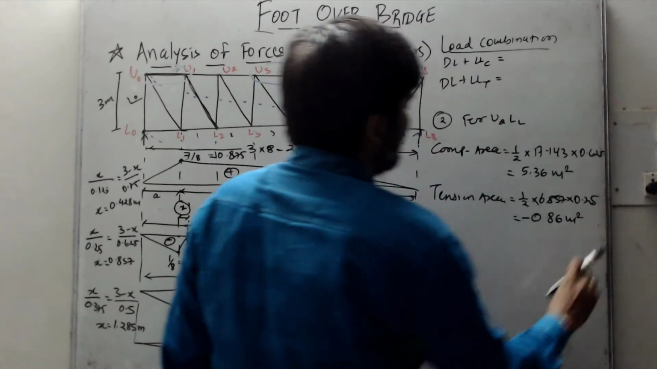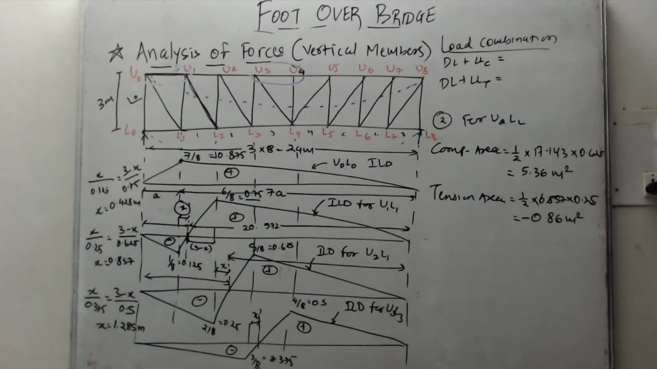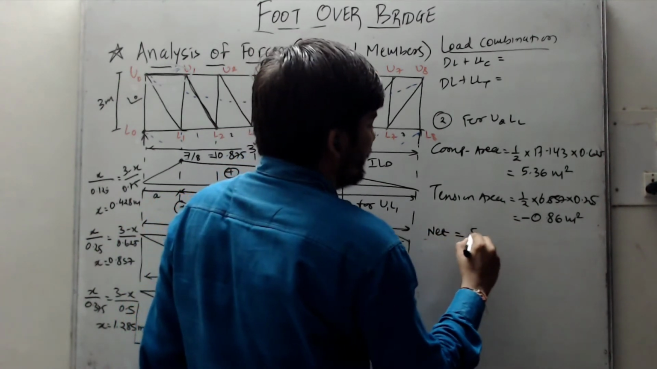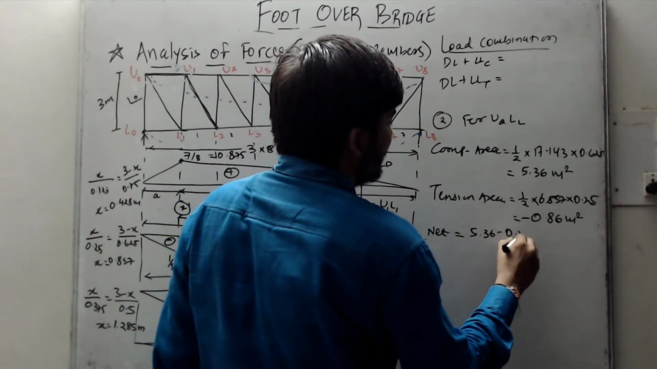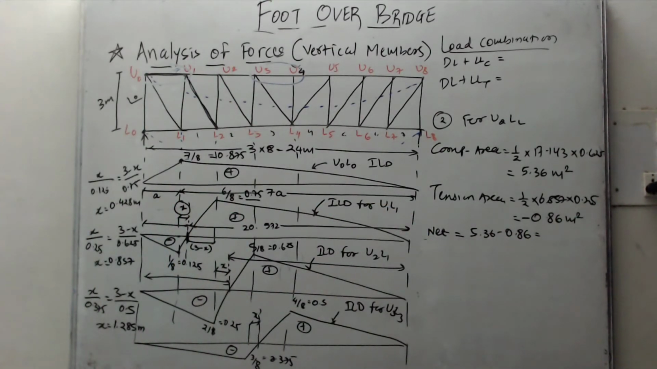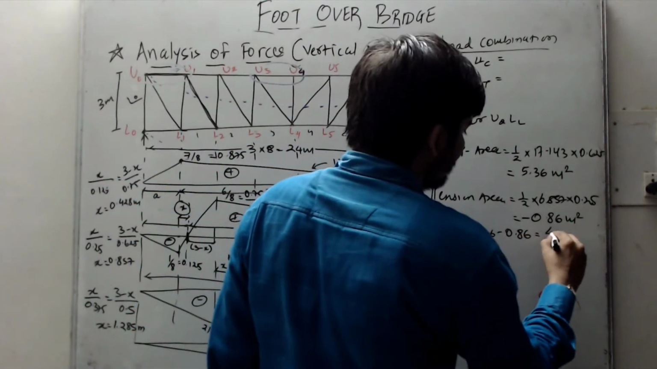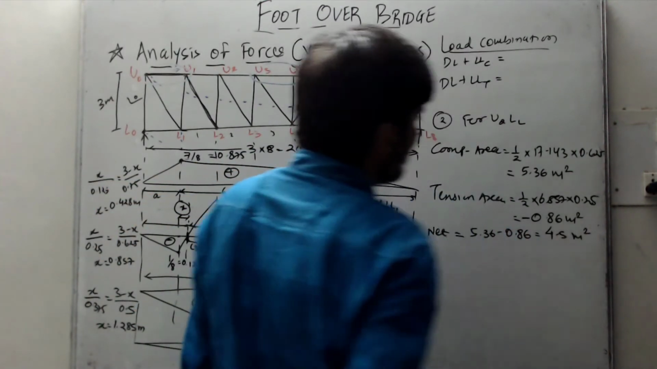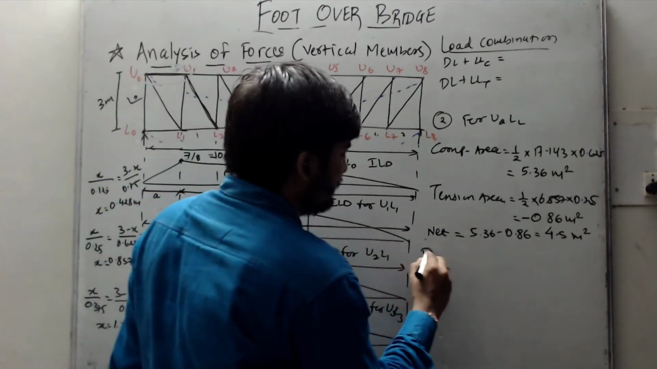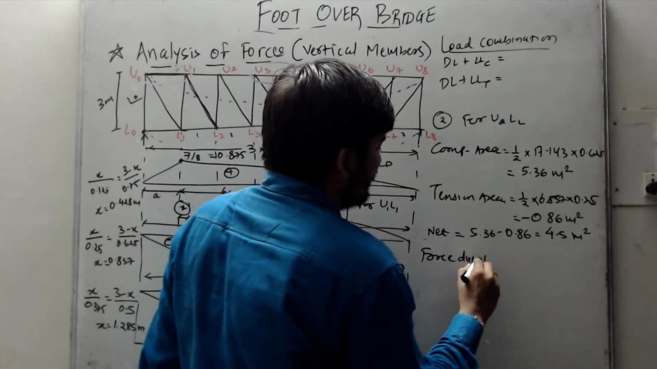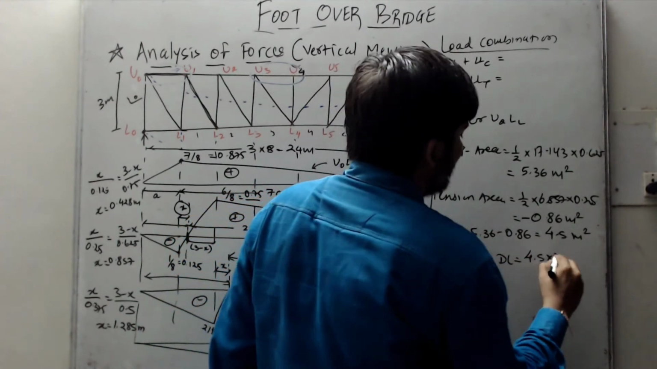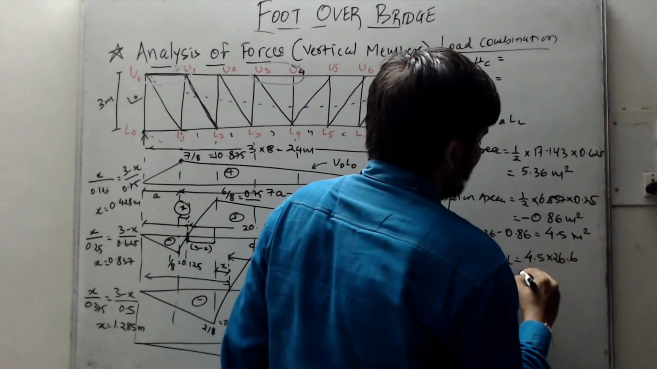Once I get both this compression and tension area, then I need to calculate net area. So net area will be 5.36 minus 0.86. So net area comes out to be 4.5 meter square. Once I get the net area, then I can easily calculate the force due to dead load. So force due to dead load will be 4.5 multiplied by 26.6, which is my dead load that I calculated.